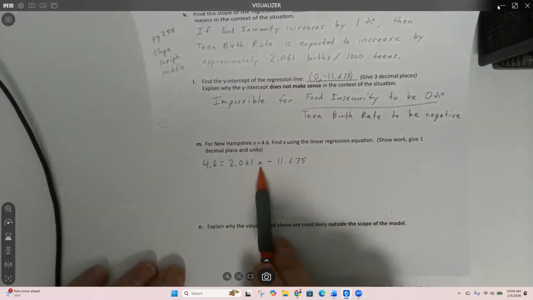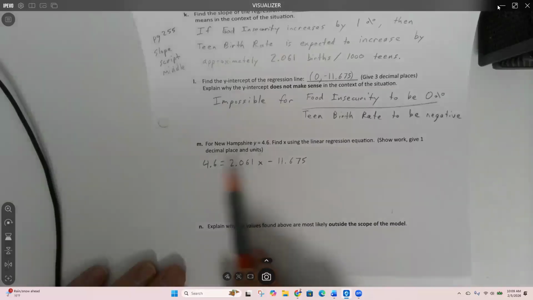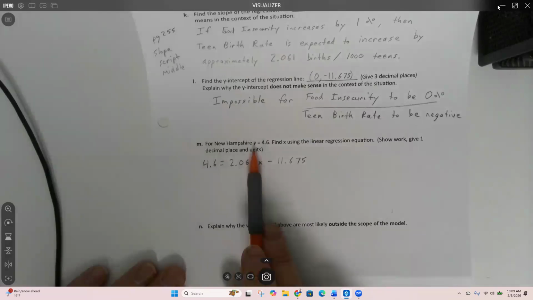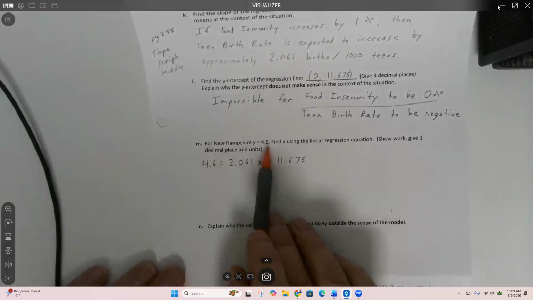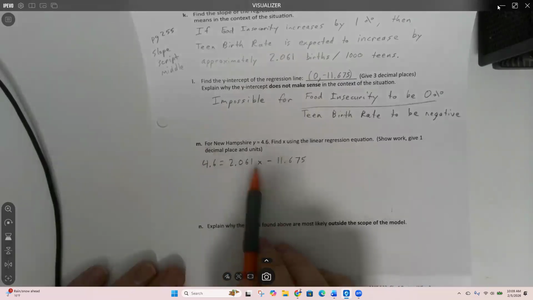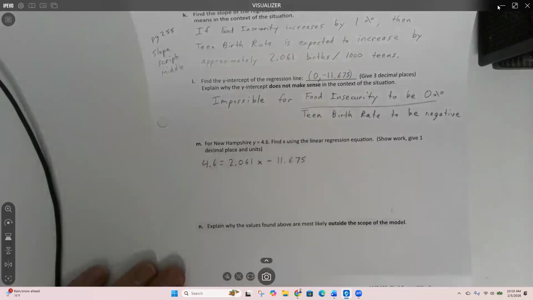When you're doing these kinds of things where you're plugging in x or y, make sure you pay attention to whether you're plugging in a y value or an x value. Here it's clear because they said y equals 4.6. But if they had said New Hampshire's teen birth rate was 4.6, is that y? Is that x? So just pay attention to which one you're plugging in, okay?